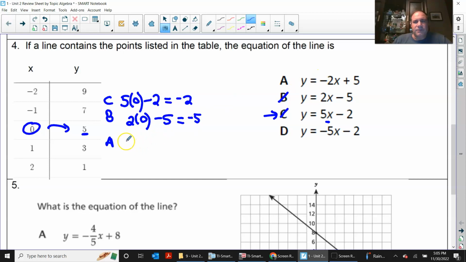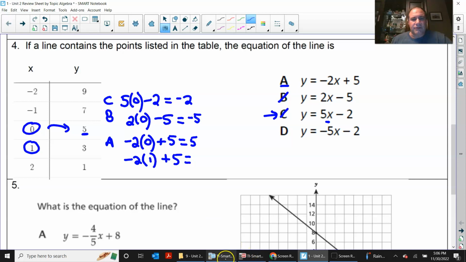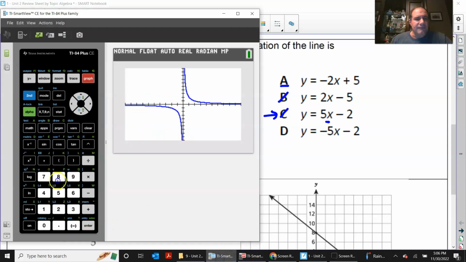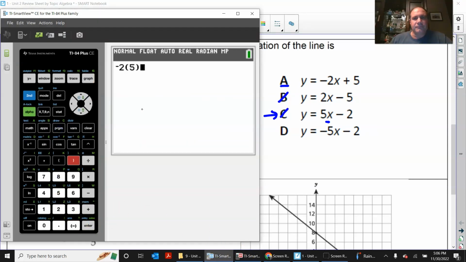So it's y equals negative 2 times 0. So we know that's going to be 0 plus 5. That equals 5. That works out. I'm going to try another one because I think A might be my answer, but let's see. Negative 2, and instead of 0, I'm going to put 1 in, plus 5. If I put this directly into my calculator, times 5, right? Plus 5.